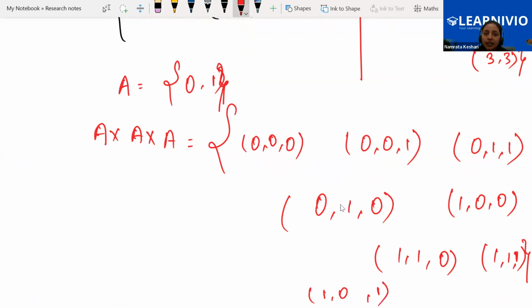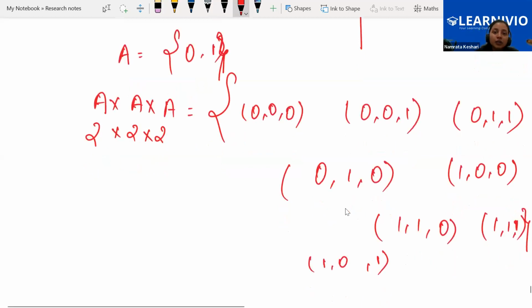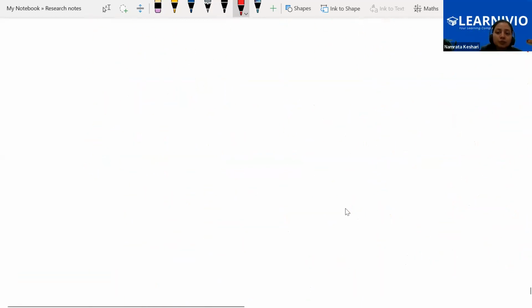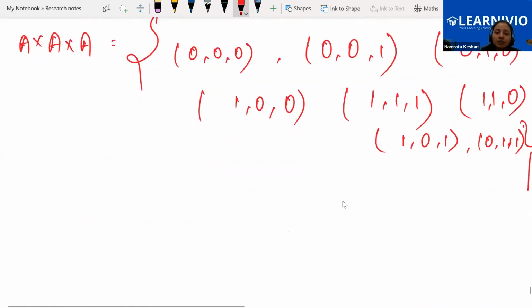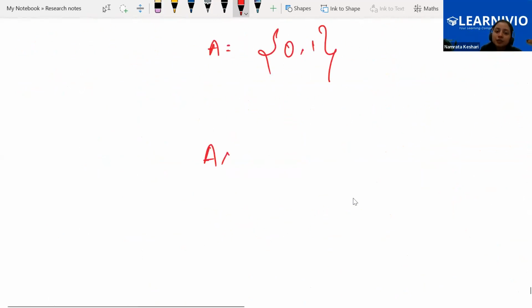Yeah. Total 8 elements have to be there, because 2 elements here, 2 elements here, 2 elements here. So total 8 elements, 8 triplets. Ordered triplets have to be there. Ordered pairs we are not having here, ordered triplets we are having, and 8 ordered triplets have to be there. Ali, are you getting it? How exactly will we do it when we have A equals 0, 1? We will first find the Cartesian product between A and A.